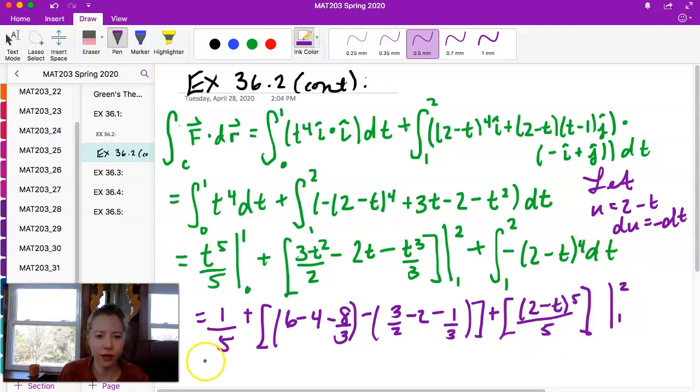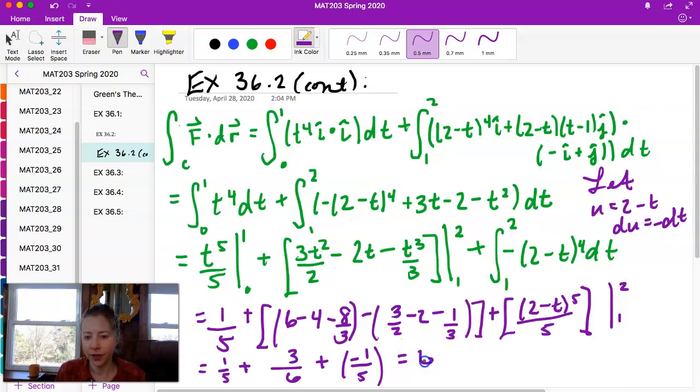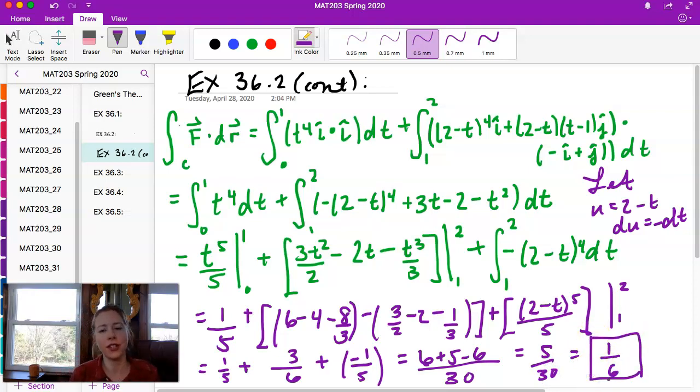And so we end up with 1/5 plus a bunch of stuff, which ends up being 3 over 6, plus minus 1 over 5, which is going to give us 6 plus 5 minus 6 over 30, which comes out to 5 over 30, which is 1/6. Phew! So we finally got there. So you can see that's a bit of a laborious method. So now let's try to evaluate the same line integral using Green's theorem.